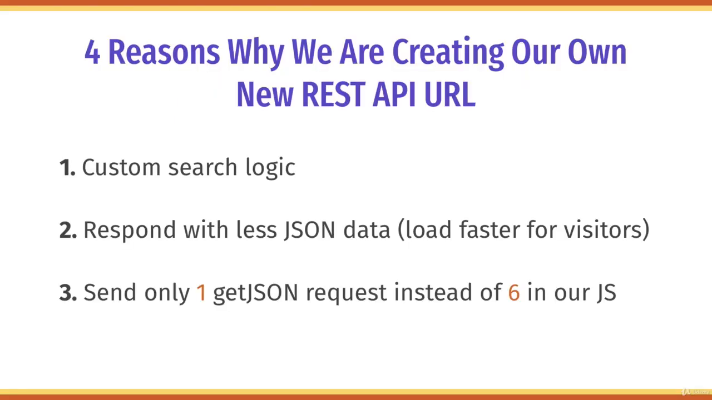Reason number 3 is so that our front-end JavaScript can just send one single GetJSON request instead of 6. Right, because the default API URLs only return a single post type at a time. Right, you've got one URL for posts, another for pages, another for professors. Whereas if we code our own new API URL, we can search and work with all 6 post types at once. So that can speed things up a bit as well.